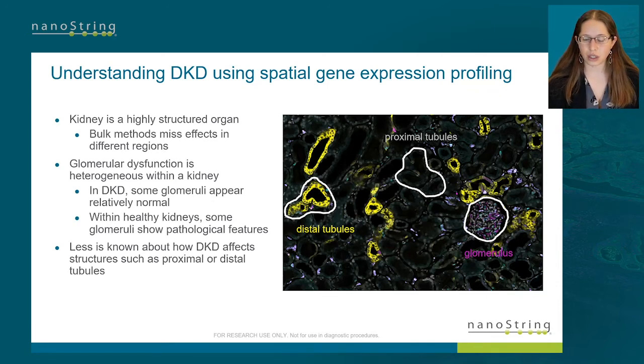Another reason to look spatially is that even within an individual, disease progression and pathology is very heterogeneous. So in a patient with severe kidney disease, most of the glomeruli will look very abnormal, but actually some of them will still look pretty normal. And we'd like to understand the transcriptional differences underlying this heterogeneity. And that's a very difficult question to tackle with bulk or single cell methods that lose the spatial context and the pathology around the cells.